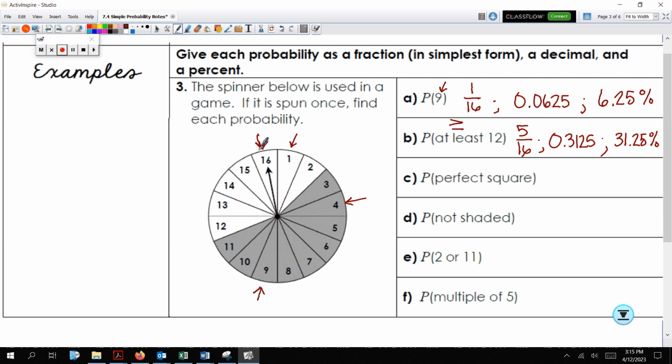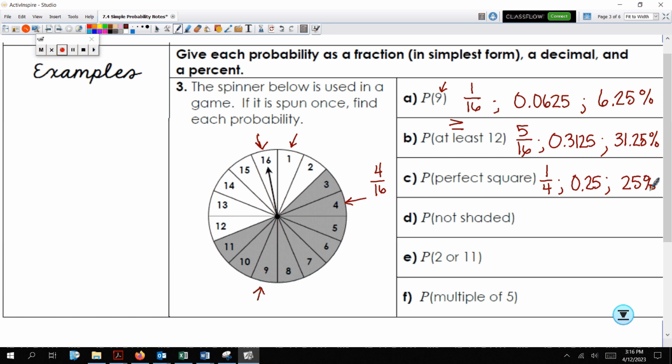4 out of 16. Now, it has to be a simplified fraction, right? So 4 out of 16 is actually 1/4. 1/4 as a decimal, hopefully you guys know that, is 0.25. I multiply that times 100, and that gives me 25%.